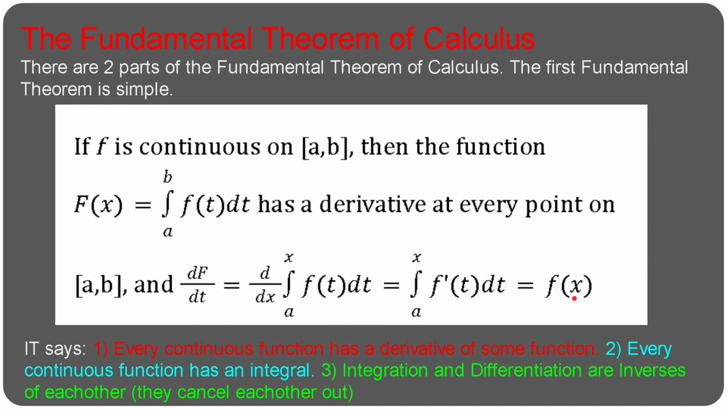And then that's equal to f of x. So I'm not going to say that all out. What this implies is three things. 1, every continuous function has a derivative. 2, every continuous function has an integral. And number 3, integration and differentiation are inverse processes of each other, so they cancel each other out. As you can see, that's happening right here, where the integral of the derivative is just equal to the original function. That's what's happening right there.